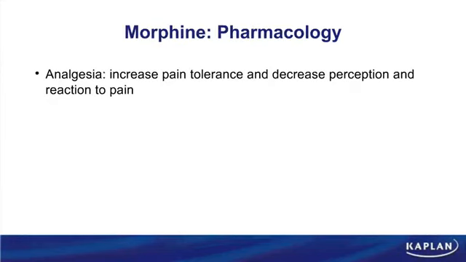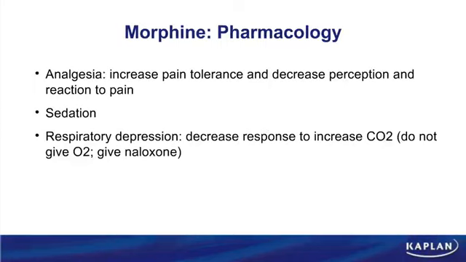Let's review the properties of morphine since it is the prototype of the opioids. Its properties are going to be very, very similar to the other opioids. So morphine has an analgesic effect, can increase your pain tolerance and decrease perception and reaction to pain. All opioids are CNS depressants, so clearly they're going to have a sedative effect. But on overdose, how does that CNS depression manifest? It shows up as respiratory depression. This is what's most often fatal on opioid overdose.